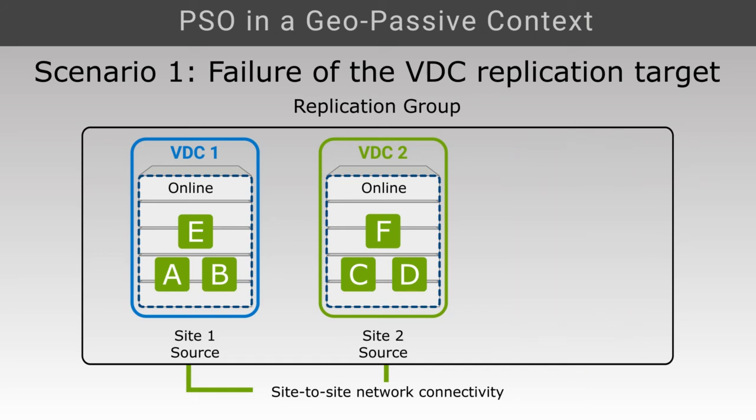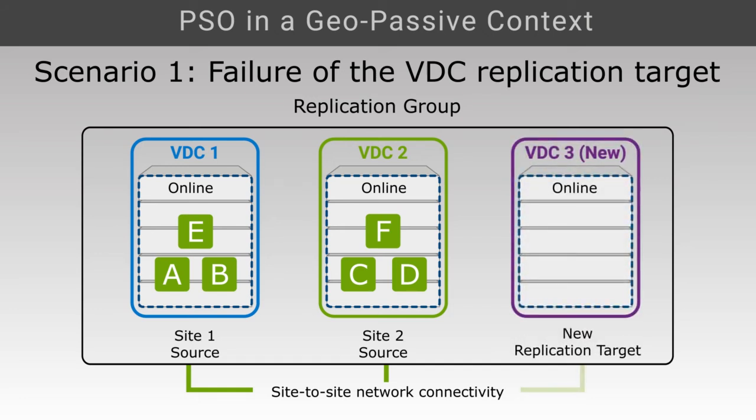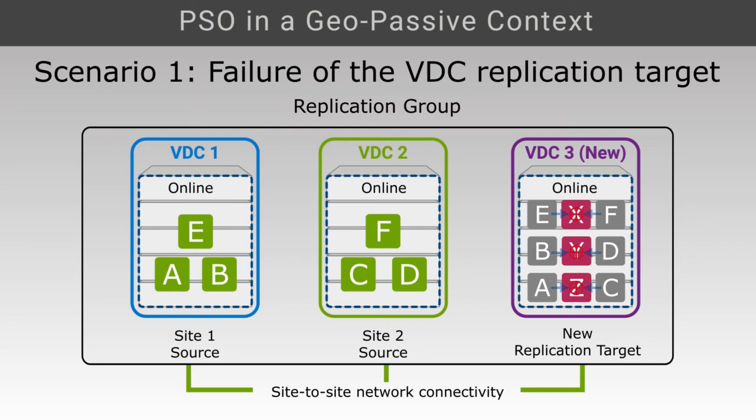When a new VDC is added into the replication group as the new replication target, the chunks waiting in the replication queue of source VDCs are replicated to the new target VDC. The chunks on the replication target are replaced by parity chunks from the XOR optimization process.